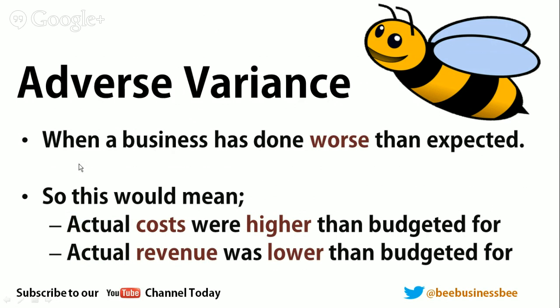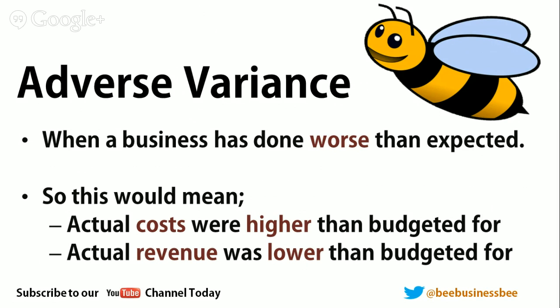So an adverse variance is where a business will do worse than it is expected. So this would actually mean in real terms that your costs were higher than you budgeted for, or your actual revenue was lower than you budgeted for. So remember, in an adverse situation, you've done worse than you expected. So your budget was for, let's say, £1,000 of revenue, but you actually only achieved £900. That's doing worse. Or on the other side, let's say that you thought you would spend £100 on costs, but you actually spent £140 on costs. Remember, it's doing worse than you expected.